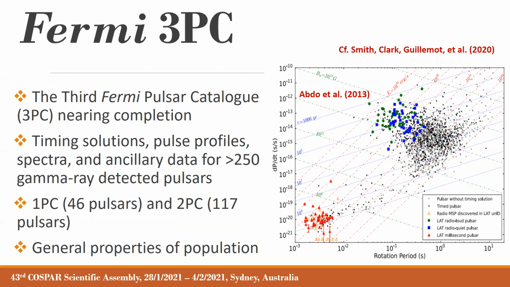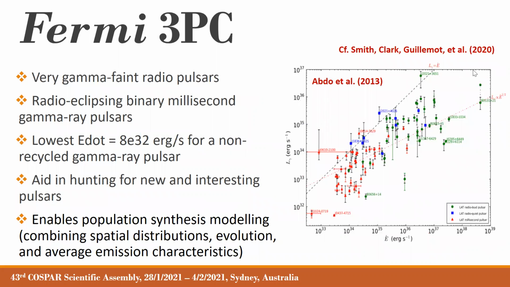Now, the Fermi collaboration is working on the third pulsar catalog. It will include timing solutions, pulse profiles, spectra, and ancillary data for 250 pulsars. And this is an improvement upon 1PC, which contained 46 pulsars, and 2PC containing 117 pulsars. And one will see the general population characteristics of pulsars discussed in this catalog.